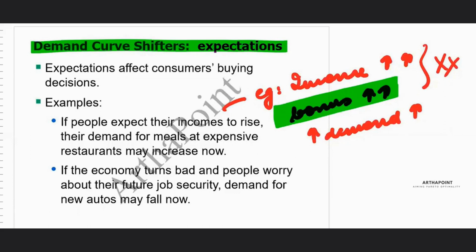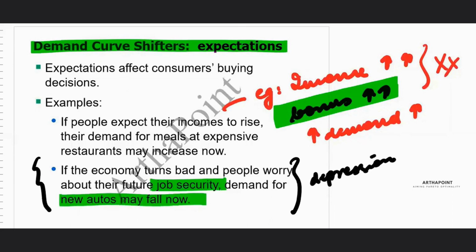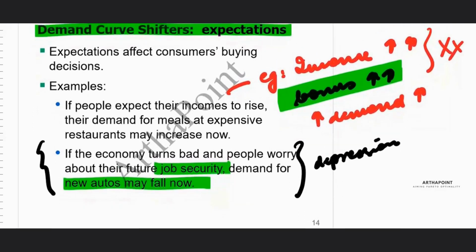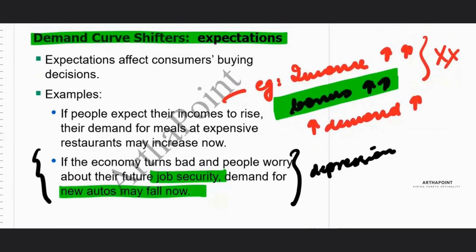Similarly, let's say that there is an era where we are thinking that the country is in a depression, right? The country is not doing that good, and people think that they're going to lose their jobs, there is going to be unemployment. Maybe people will start reducing their demand and start saving money, so the demand will decrease. So all these cases are examples where expectations also play a role in changing the demand of people.